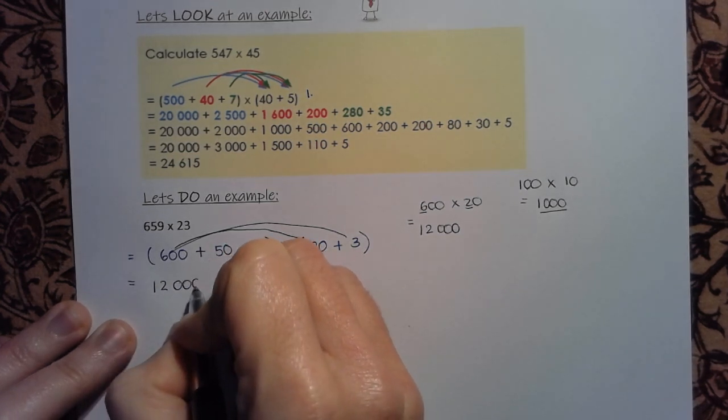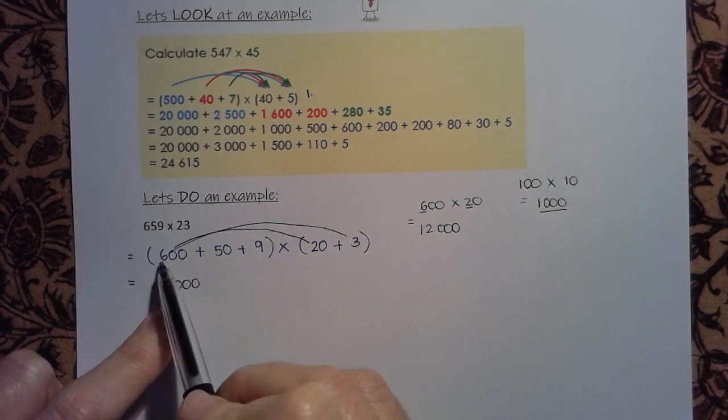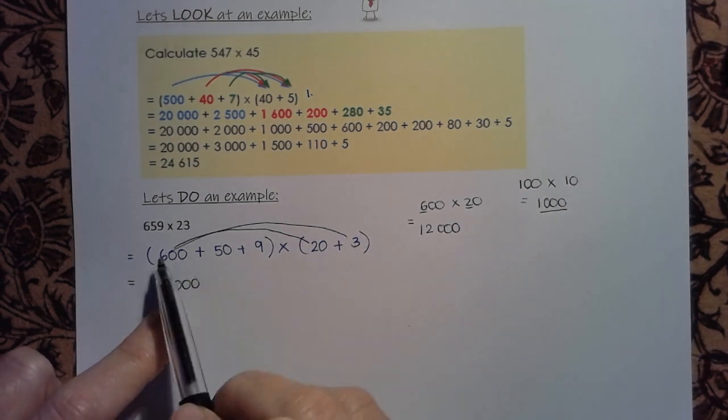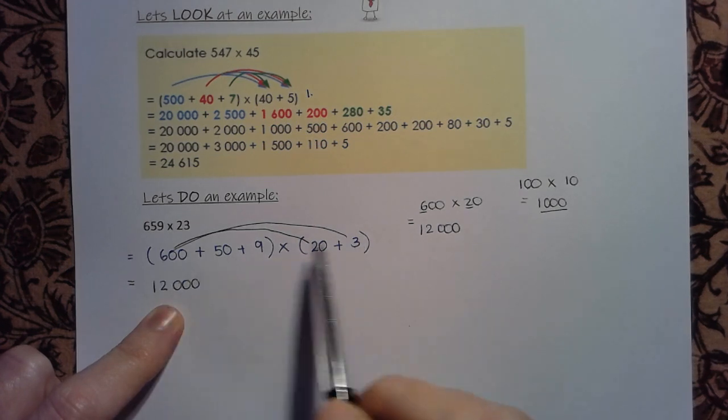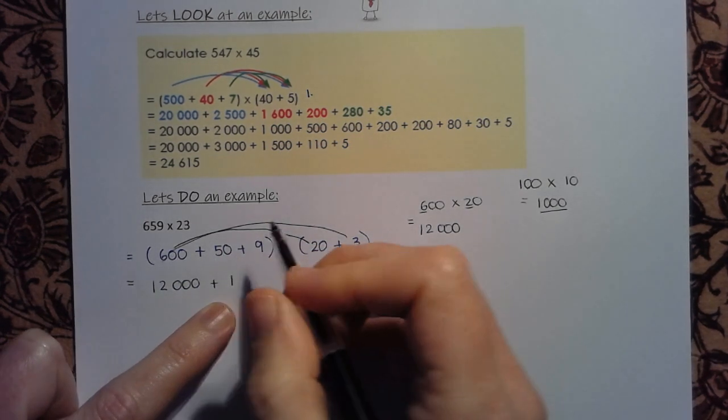12,000. Okay, so now I still need to go and say 600 times 3. So what is 6 times 3? That's 18. And how many zeros does that multiplication have? There's only 2. So I'm going to say 18 with 2 zeros. So that's 1,800.